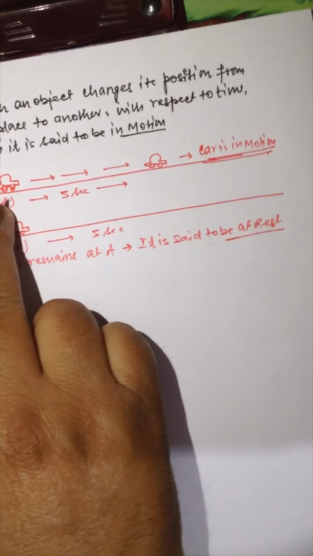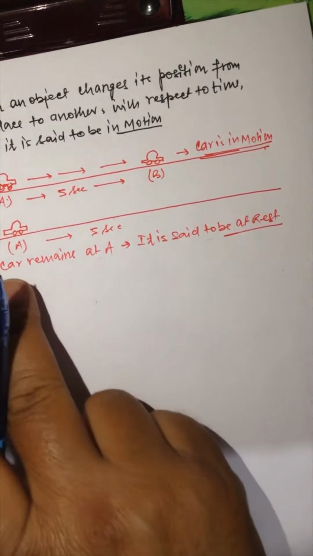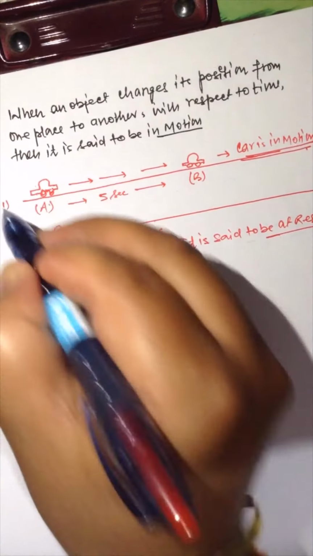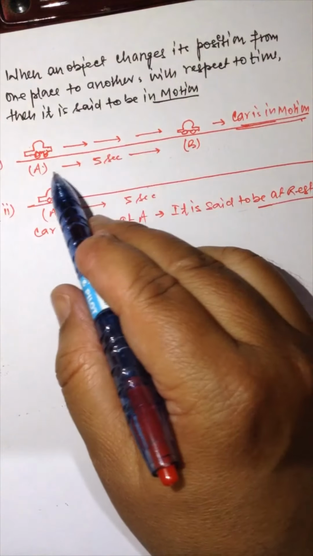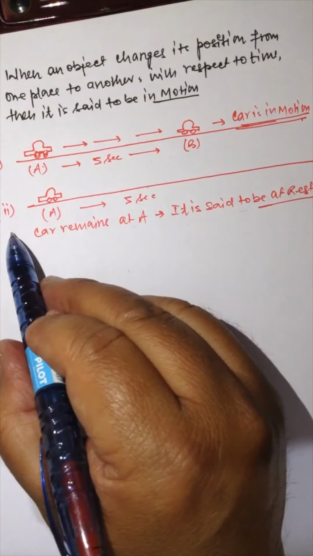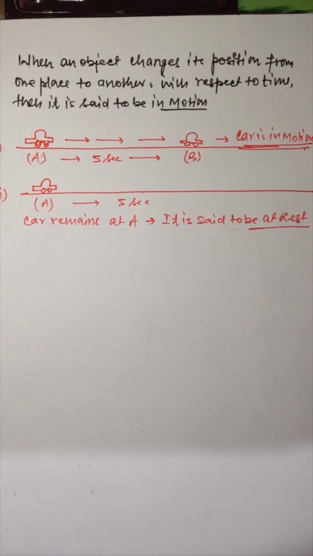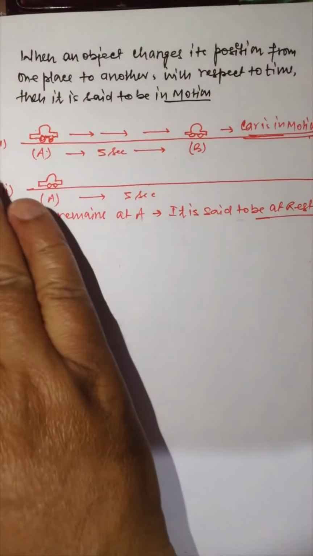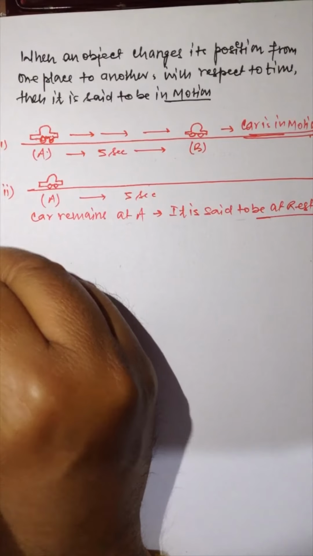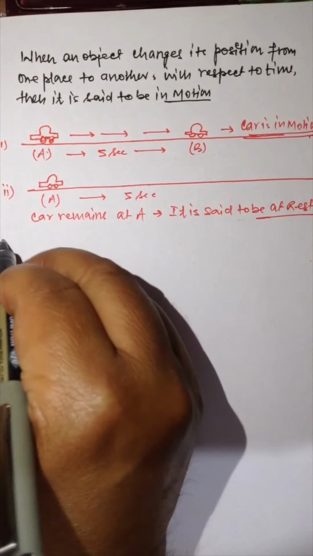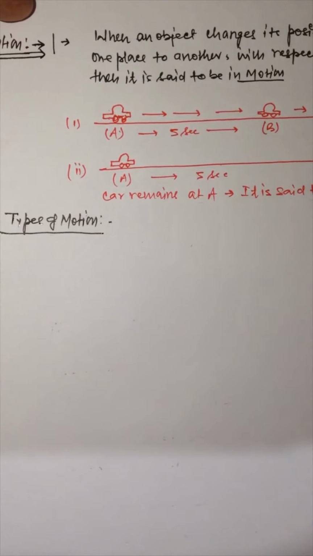In the first case, because the position of the object is changing from A to B, that means the car is in motion. This was the first condition, this is the second condition. In the first condition, the car is moving from point A to B, that means it is in motion. And in the second condition, the car is not moving, that means it is at rest, it means it is not in motion, okay. Now the second thing is that when anything is moving, there are different types of motion. What are the types of motion we have, so try to understand.